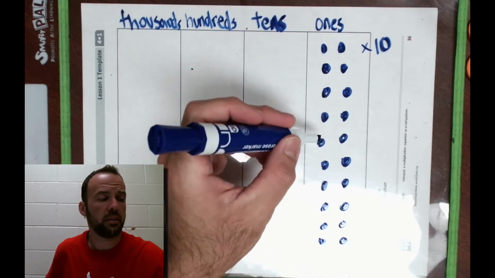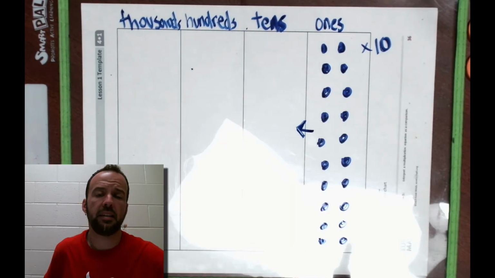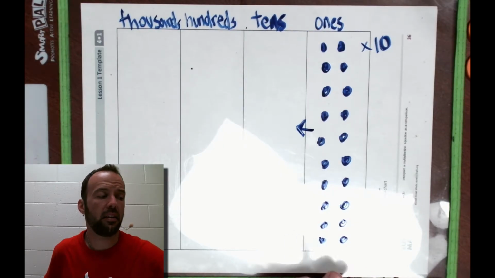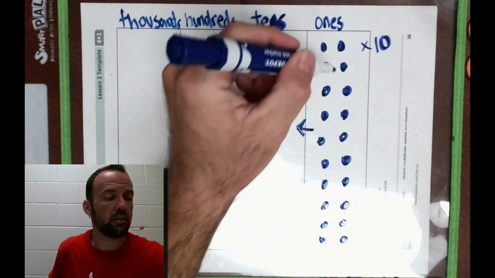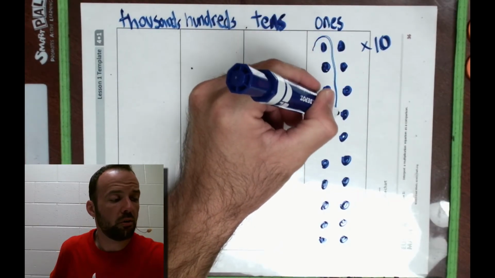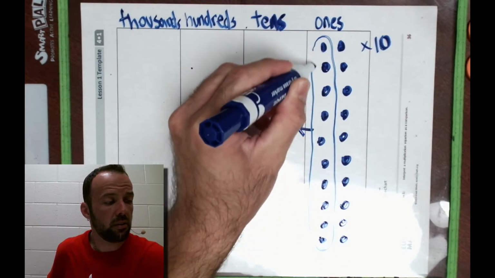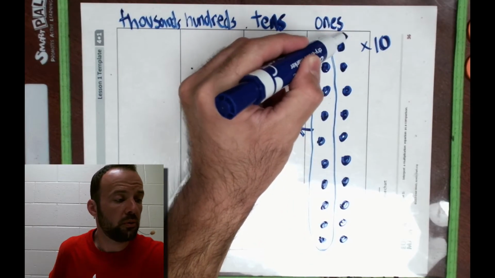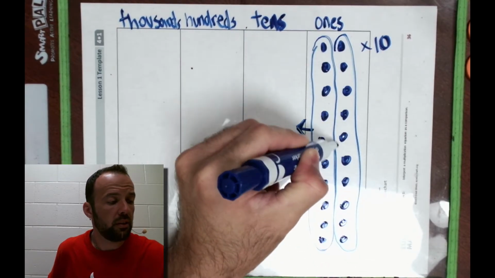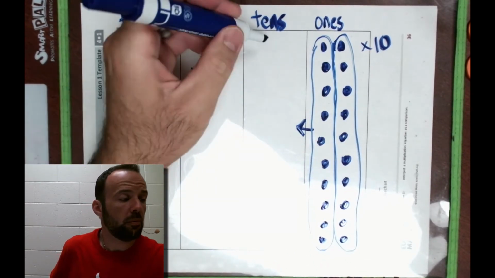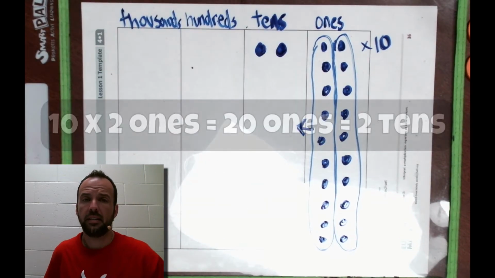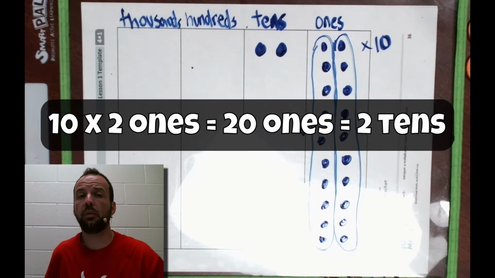So if I have 20 ones, how many 10s is that? If I were to take these 20 ones and put them into groups of 10, how many 10s would I have? All right, awesome. Let's try that real quick. So I'm going to draw a group of 10 here. 1, 2, 3, 4, 5, 6, 7, 8, 9, 10. So I would have one group of 10. I would have two groups of 10. So that would mean I would have 2 tens. So what I could say is 10 times 2 ones is equal to 20 ones, which is equal to 2 tens.